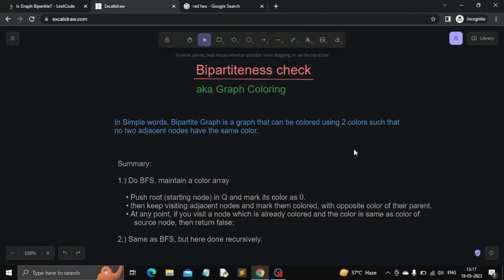So to conclude, you can go through this summary of the two approaches that we discussed. So it was a pretty simple and interesting concept.